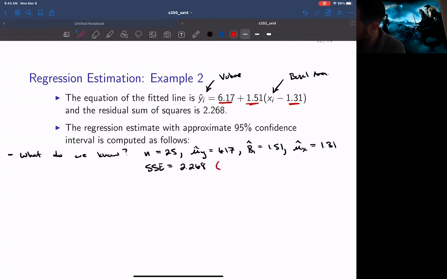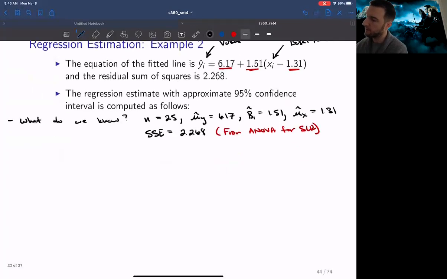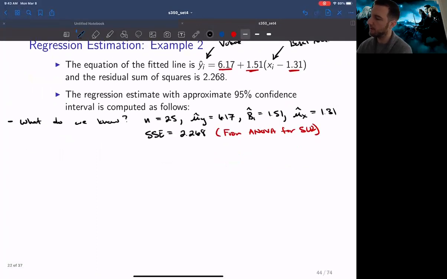Okay, so this will be from the ANOVA table for an SLR. All right, now we want to estimate the total volume in this case. So how can we do this? Well, one thing that we're going to need is mu x, and we're also going to need a population size.